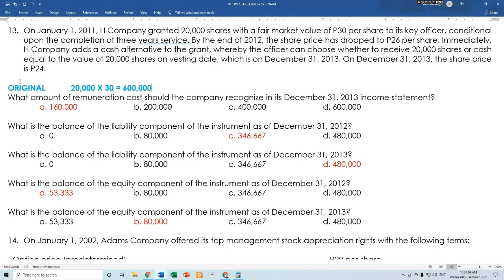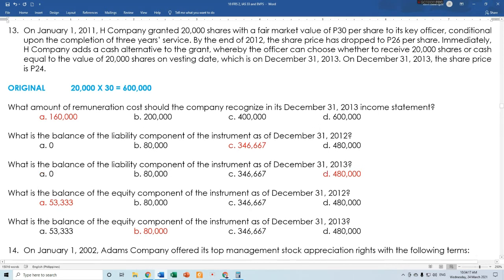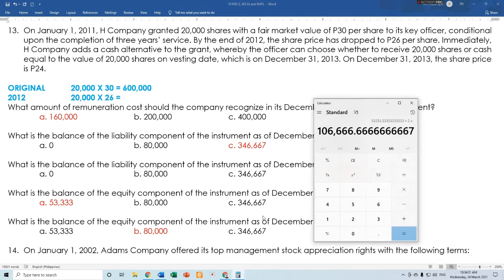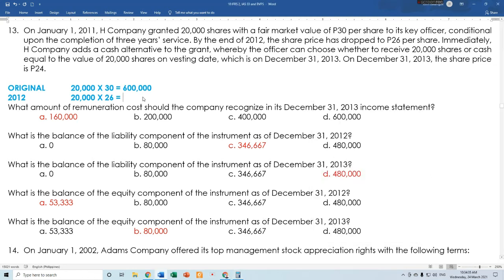At the end of 2012, the share price has dropped to 26 per share. So, pagdating ng 2012, 20,000 na lang times 26. That's going to be 520,000. So, 520,000 na lang yung value.